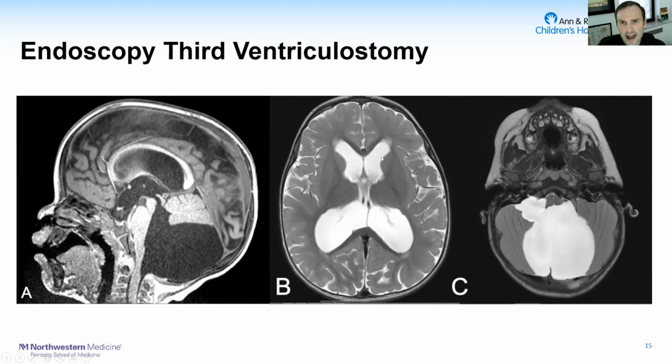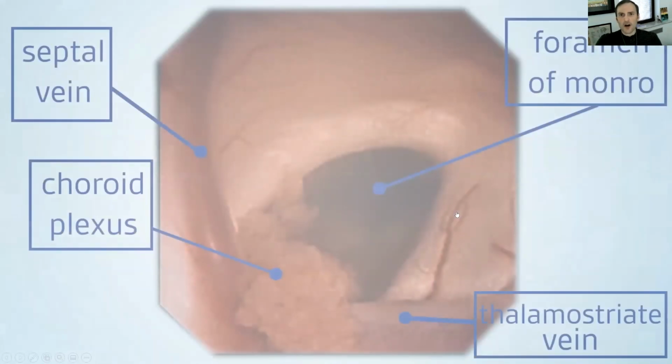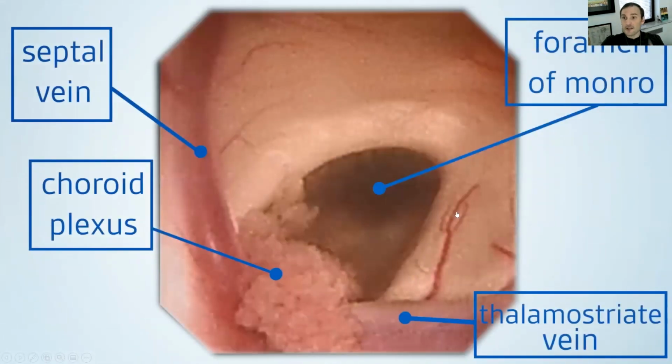So you can see here on the axial view, same kind of thing. The ventricles are enlarged. You have transependymal flow. And then here's a picture of that complicated arachnoid cyst in the fourth ventricle. So this is a video of how we treated this patient with flexible endoscopy.